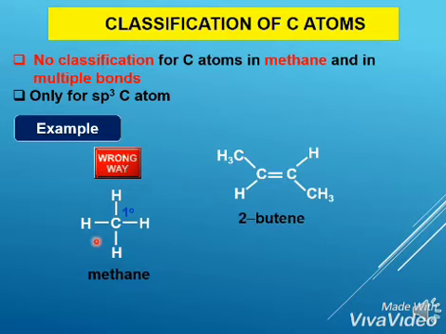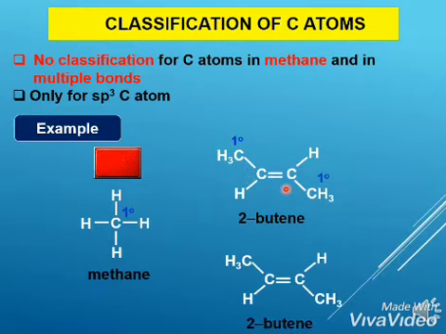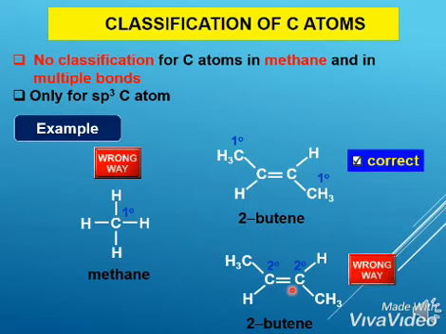For the next example, 2-butene. There are 4 carbons in 2-butene. We can classify carbon number 1 and carbon number 4 as primary carbon because each is attached to 1 carbon. However, we cannot classify the second and third carbon in 2-butene because they are in a double bond. So it is wrong to classify carbon which is in multiple bonds.